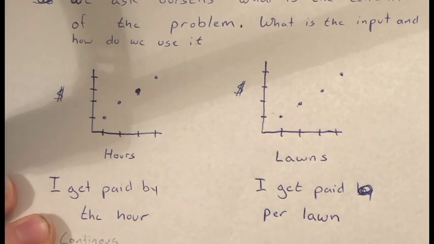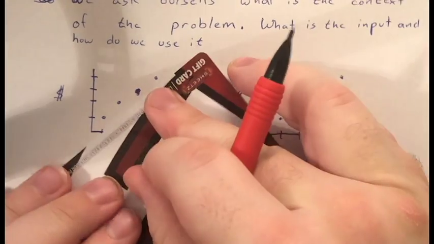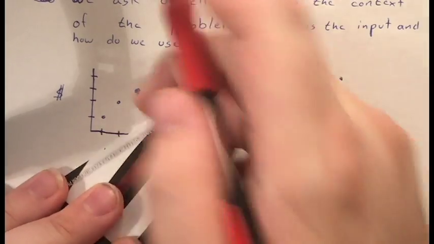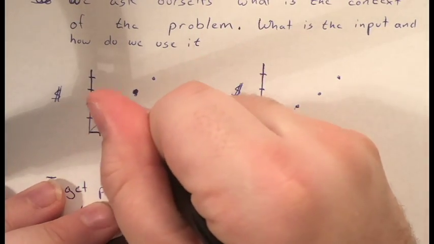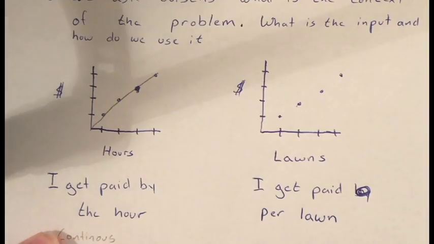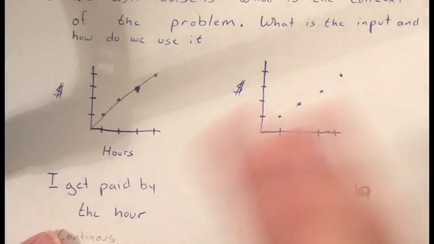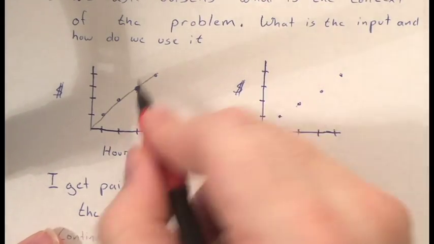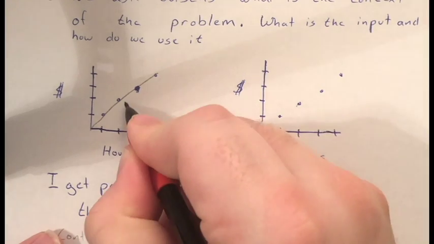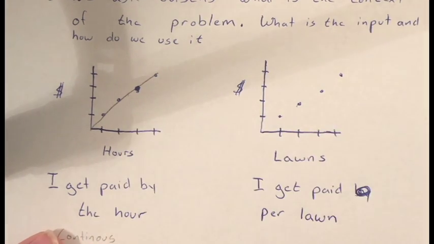And because of that, I can actually graph this as a line. It's not going to be the best line, so I'm not even going to try to do a perfect line right here. So we can actually graph this as a continuous line. I can get paid even if I only work 2 1/2 hours. I still will get some money.